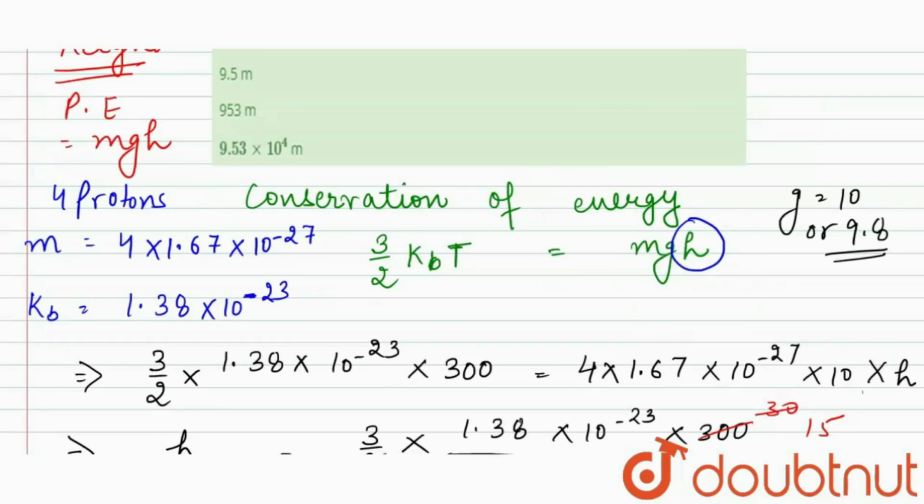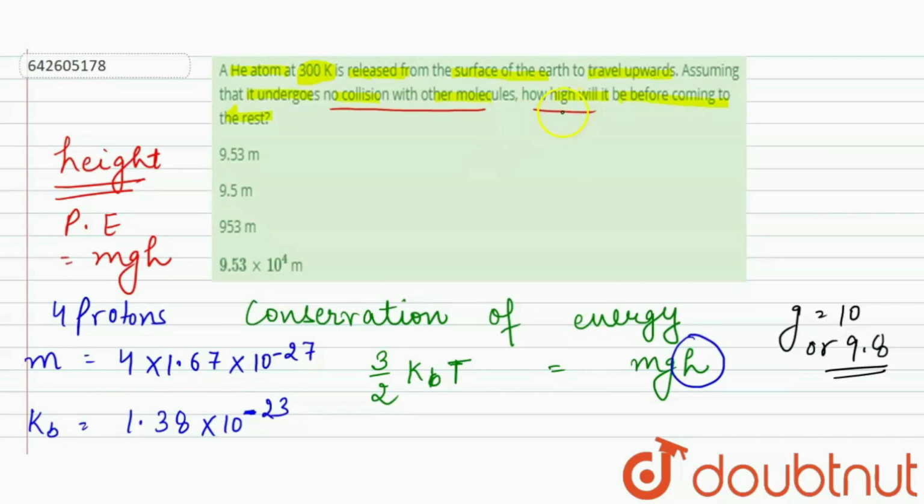Here we have been asked how high will it go, so our answer is 9.52 into 10 raised to 4 meters. This is our correct answer.